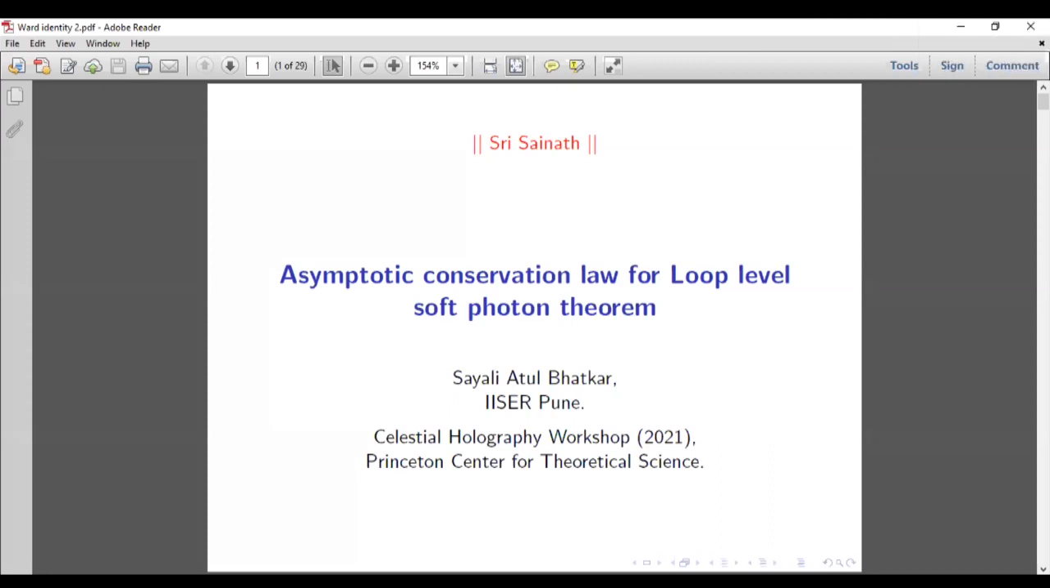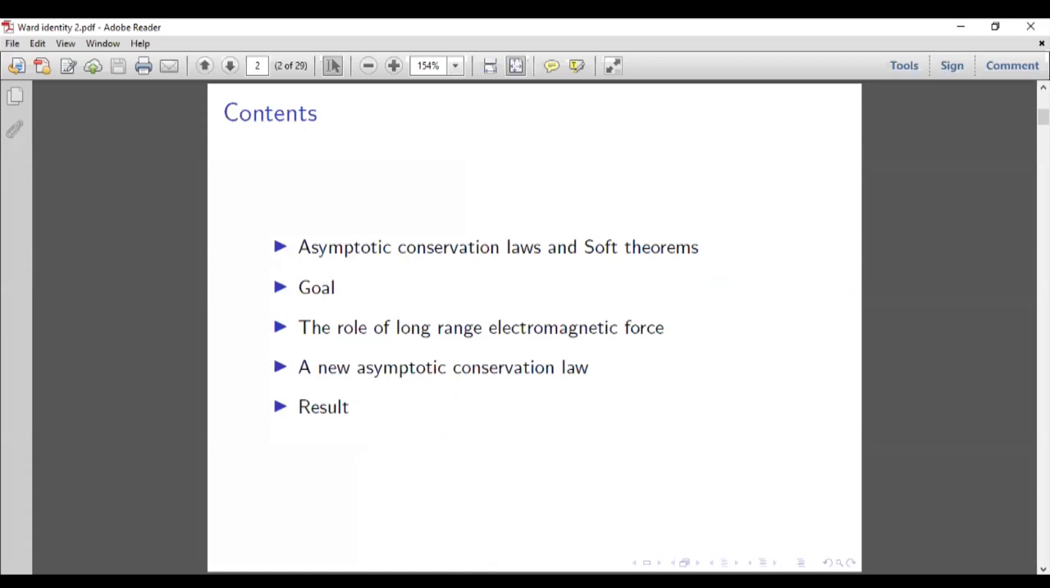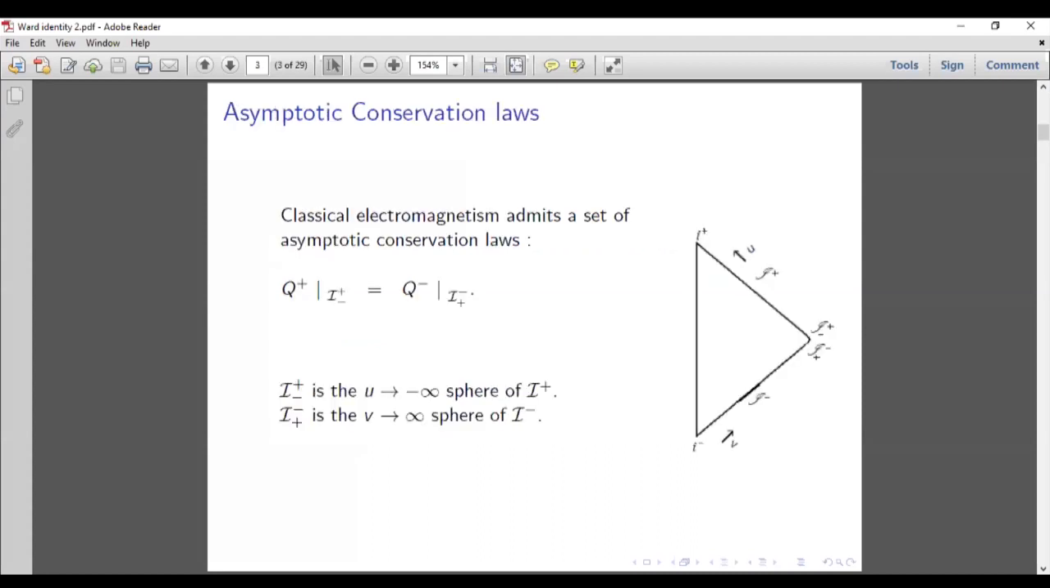Okay, so today I will talk about asymptotic conservation law for loop level soft photon theorem. This is the brief overview of my talk. These things were also touched upon by Alok in his talk. So let us start by discussing what asymptotic conservation laws are. The conservation laws take the following form in the classical theory. This is the future charge, which is defined at scri plus minus, the u goes to minus infinity sphere of the future null infinity.